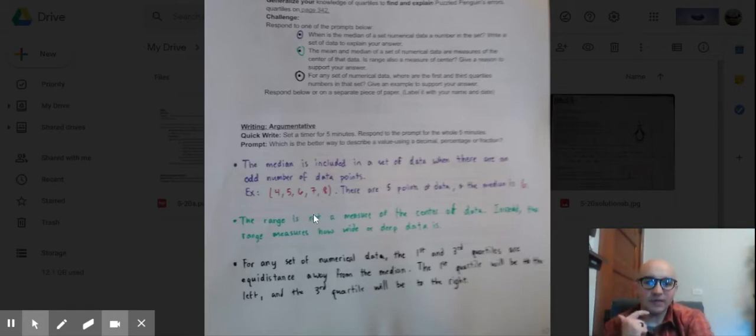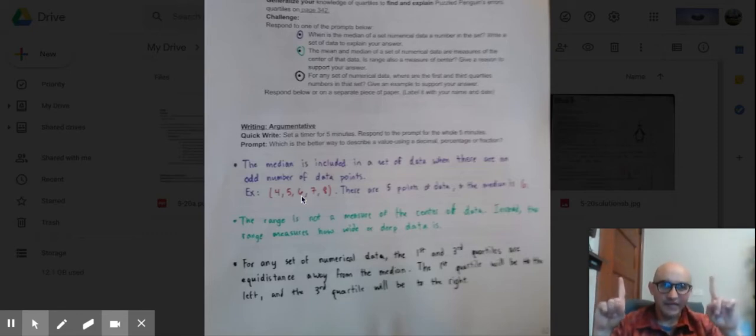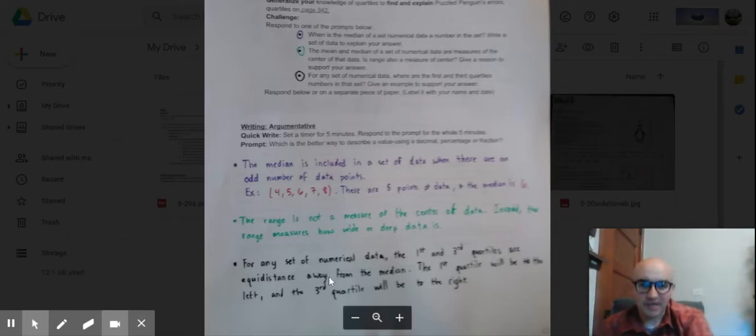So when I'm looking at that, to answer that question, for any set of numerical data, the first and third quartiles are equidistant apart from the median. In other words, you find the median, and then the first and third quartile have to be, because they're dividing the data set into equal-sized groups, equally distant from the center. That's what we were hoping you'd get to right here. Equal distance away from the median. The first quartile, of course, is on the left, and the third quartile is on the right.